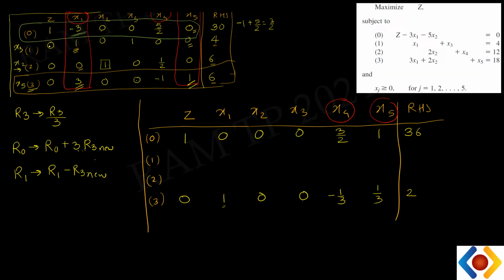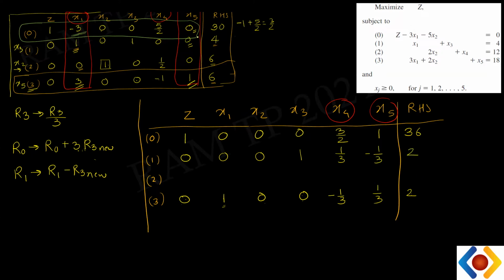So let's go step by step. 0 minus 0, that's 0. 1 minus 1, that's 0. 0 minus 0, 0. 1 minus 0, 1. 0 minus minus 1 by 3, that means 0 plus 1 by 3, positive 1 by 3. Then 0 minus 1 by 3, so negative 1 by 3. Then 4 minus 2, that is 2.